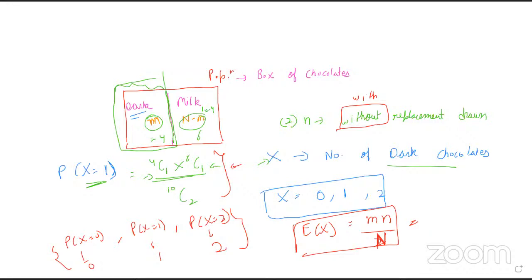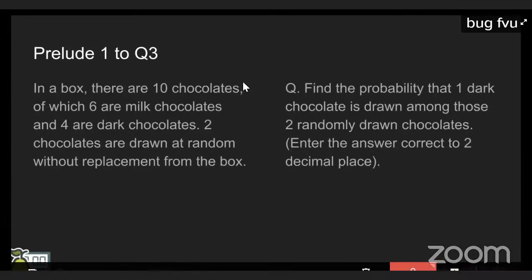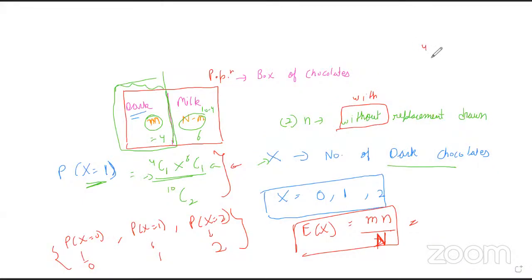No, sir. In the previous question, one dark chocolate is asked. So I did 4 by 10 into 6 by 9. But I couldn't understand why we have to multiply it 2 times. Because dark and milk, and milk and dark, are both different, sir. Yeah, so you have considered only one case, right? You first drew dark and then milk. But it is also possible that you first draw milk, then draw dark. So in that case, it would be 6 by 10 for milk and 4 by 9.